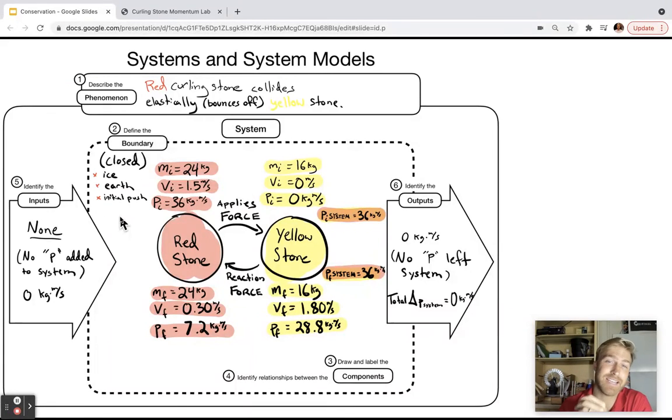All right, here you have it. This is how to create a systems model, and y'all will be creating many of these on your own. So good luck.